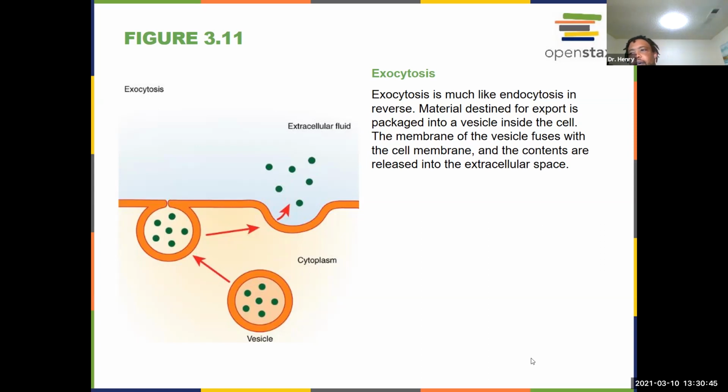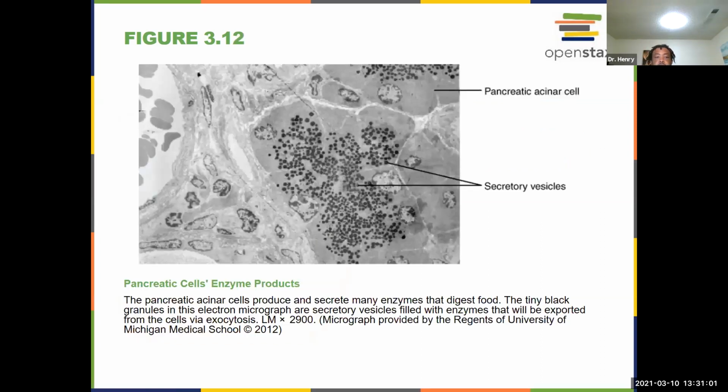The way this is done, a lot of stuff is packaged up in vesicles. These vesicles then fuse to the membrane and are released into the extracellular matrix. This is also called secretion. Here's an example of a pancreatic cell secreting enzymes. Here you can see the secretion vesicles being formed and being released from the cells. All of those enzymes will be released into the extracellular fluid.